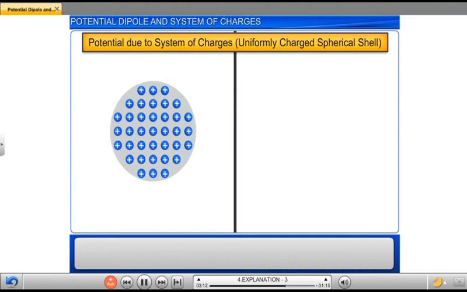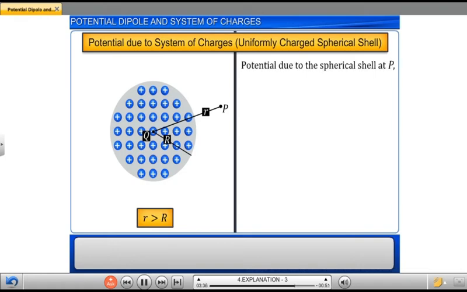Now let us look at an example of uniform charge distribution. Let us consider a uniformly charged spherical shell of radius R, with a charge Q distributed over its surface. For any point P, which is at distance r greater than R, we have the potential due to the spherical shell at that point as V = 1/(4πε₀) × Q/r. This equation holds good for all points that lie on the sphere or outside the sphere. Let this be equation 9.